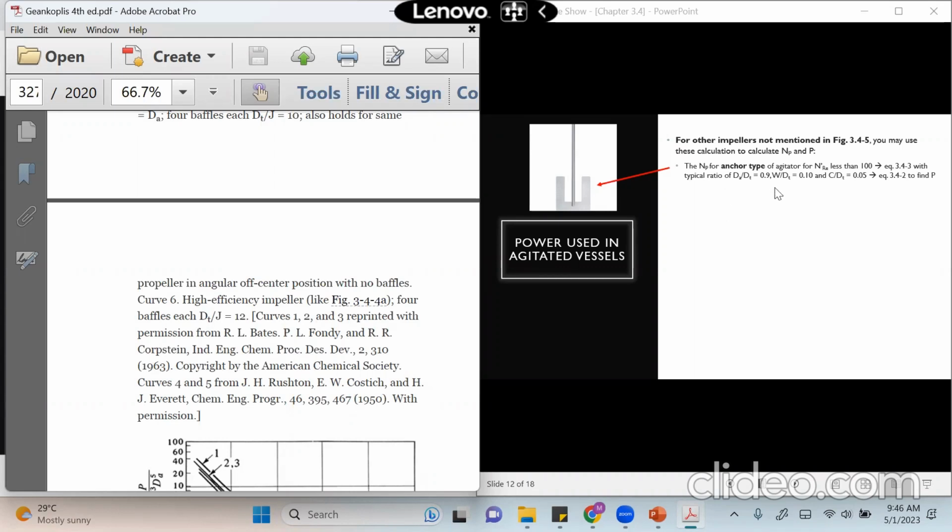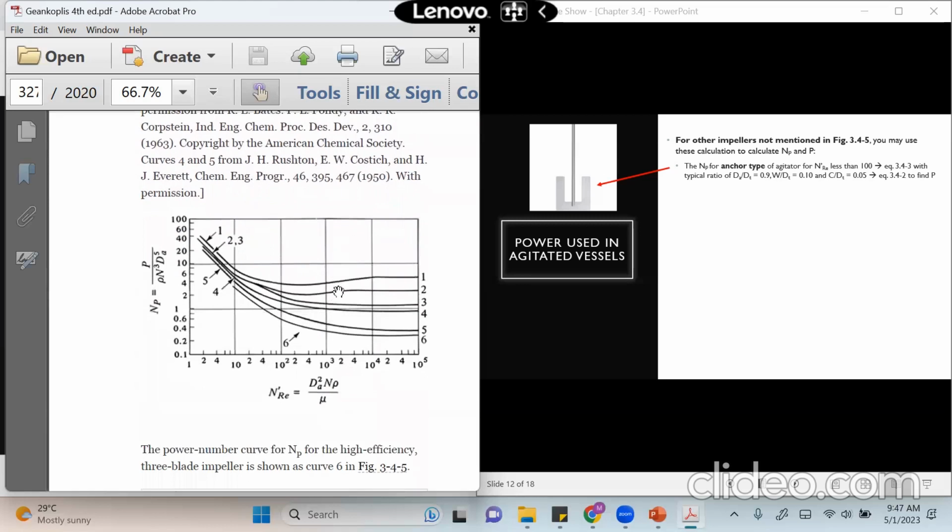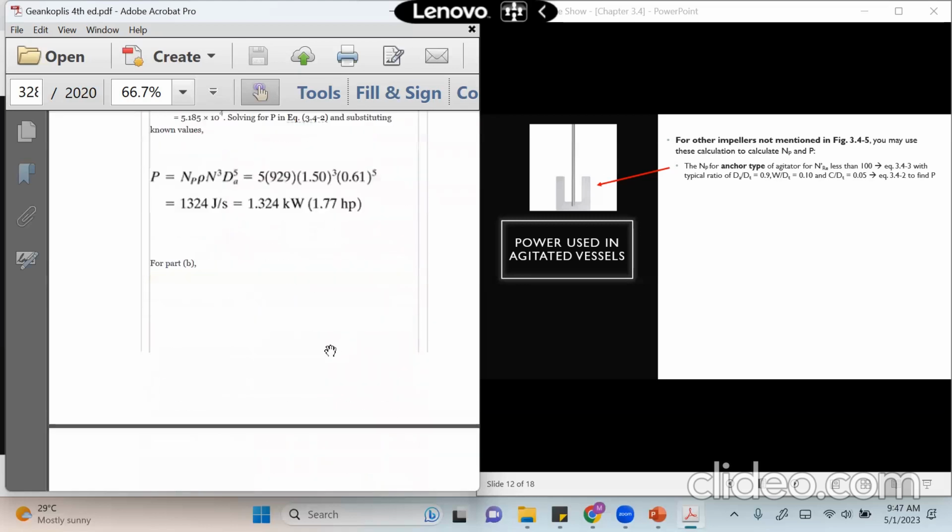Now, for the anchor type, this anchor, like an anchor. The NP for anchor type, for paddle anchor type, for NRE agitation less than 100, you can use equation 3 with typical ratio dA over dt 0.9, W over dt 0.1, C over dt 0.05. Okay, so I will go down.